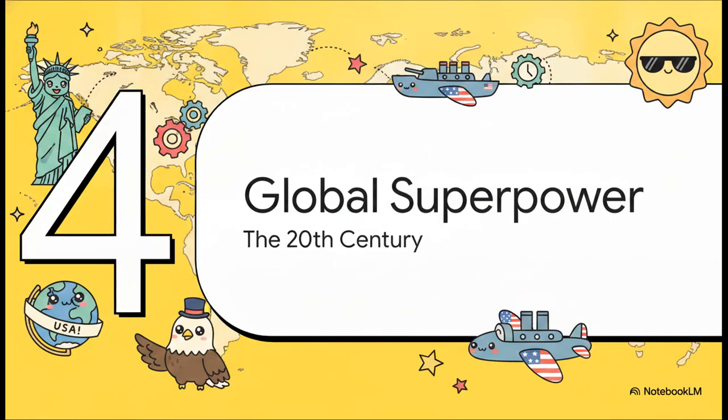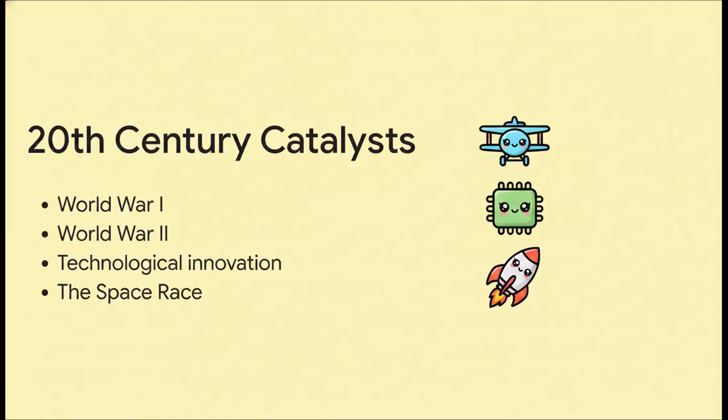Next up, Part 4, Becoming a Global Superpower, the 20th Century. This illustrates the key catalysts that built America's superpower status during this era. You have the massive global conflicts, bringing immense industrial might to both World War I and World War II. But it was also driven by unparalleled technological innovation. The country went from the first powered airplane flight to literally putting humans on the moon in less than 70 years. The space race perfectly encapsulates that sheer technological drive that catapulted the United States into a position of totally unprecedented global influence.